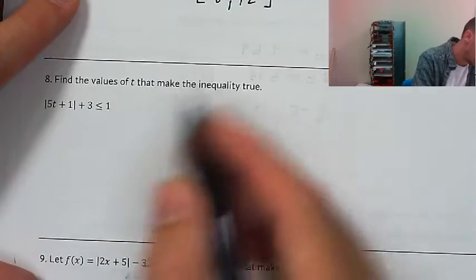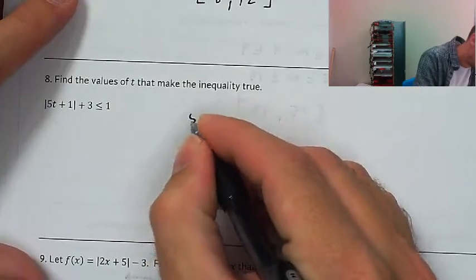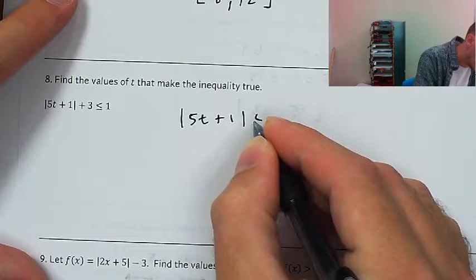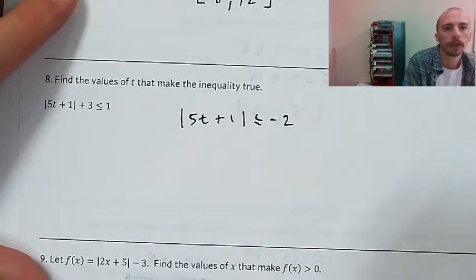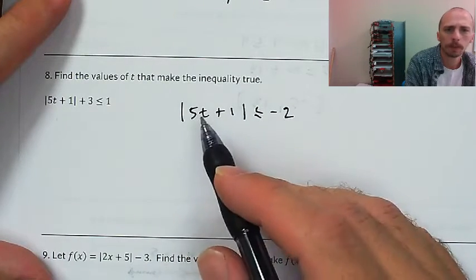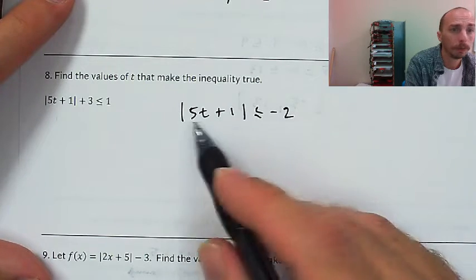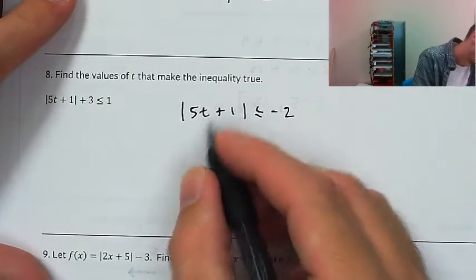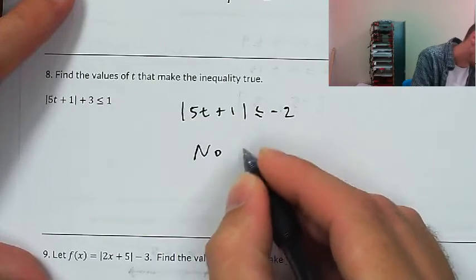Well, we're going to subtract 3 from both sides. Absolute value of 5t plus 1 less than or equal to negative 2. And wait a second, absolute value less than or equal to negative 2. Absolute value is never going to equal negative 2. It's never going to be less than negative 2. So I'm going to say this one has no solution.